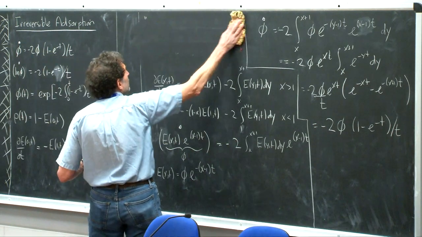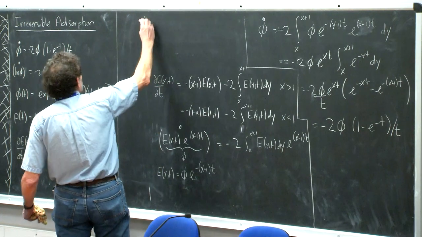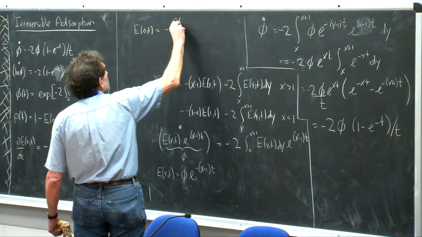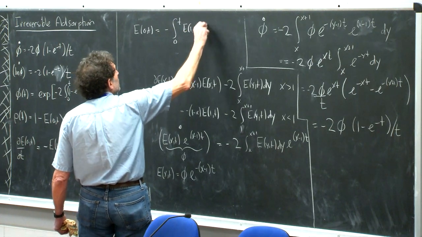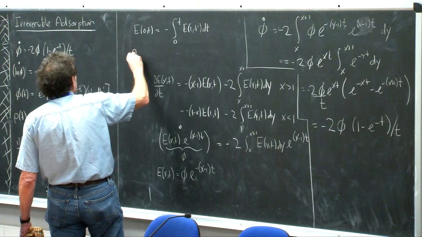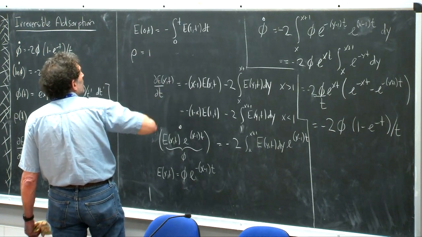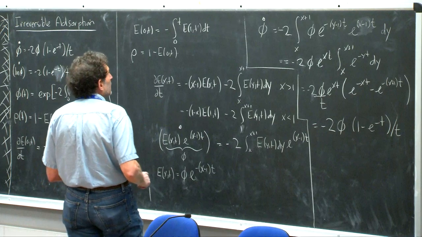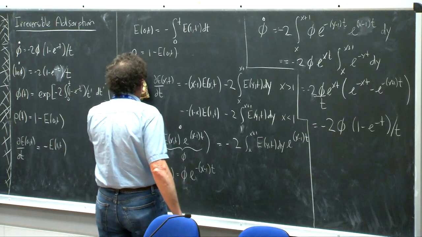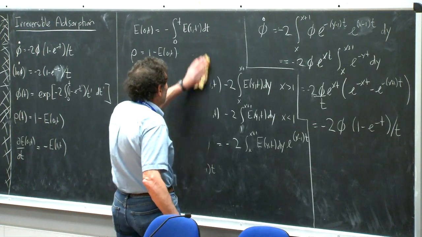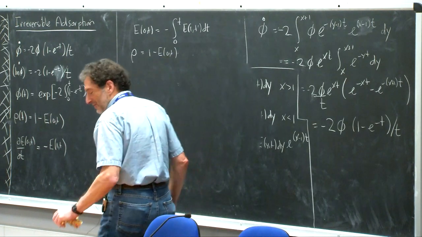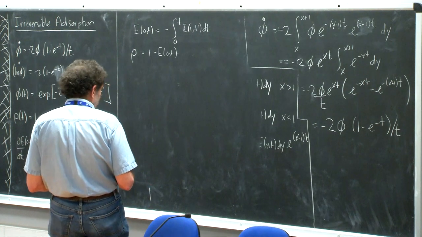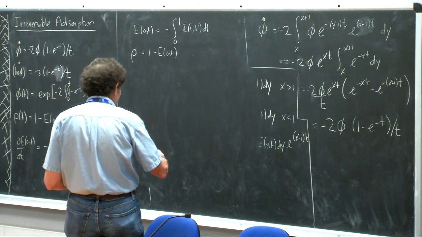I guess I'm going to have to erase something here. I don't need this anymore. So that says that E0(t) is equal to minus the integral from 0 up to t of E1(t') dt'. And rho, which is 1 minus E0, is equal to 1 minus E0. So I'm a little bit stuck here. I didn't want to refer to my notes, but I'm going to cheat and refer to my notes because I have lost my train of thought. And I think I did something terrible because I just erased what I wanted to point out.